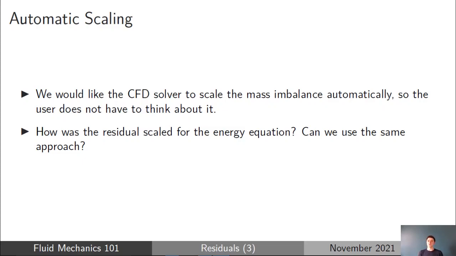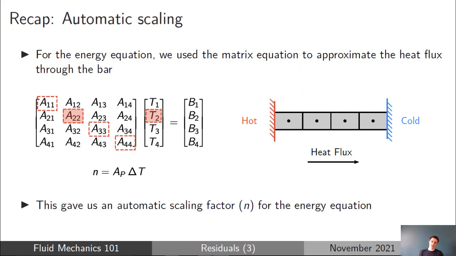Now, of course, the first way to approach this would be to think, well, we managed to do this for the energy equation by extracting some values from the matrices. Could we do the same thing for the mass imbalance? Just as a quick reminder, when we looked at the energy equation, we took the diagonal coefficient of the matrix and multiplied that by a representative temperature difference, and that allowed us to approximate what the heat flux through that 1D bar was going to be. And we used that for our automatic scaling factor n.